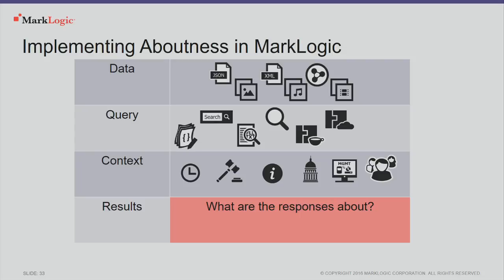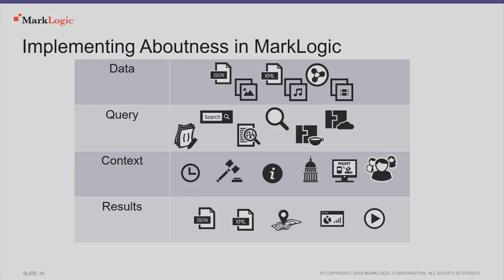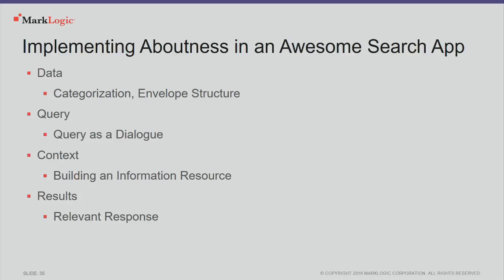Modern apps need to be able to support a variety of formats. Our response formats are going to be just as you're used to with JSON, XML, geospatial, graphic widgets, streaming. But we need to make sure that we are producing those in a way that is useful to the customer. So we'll be talking about implementing aboutness in an awesome search app by focusing on these 4 units. The first one being data. We'll talk some about categorization, and we'll talk about the envelope structure.